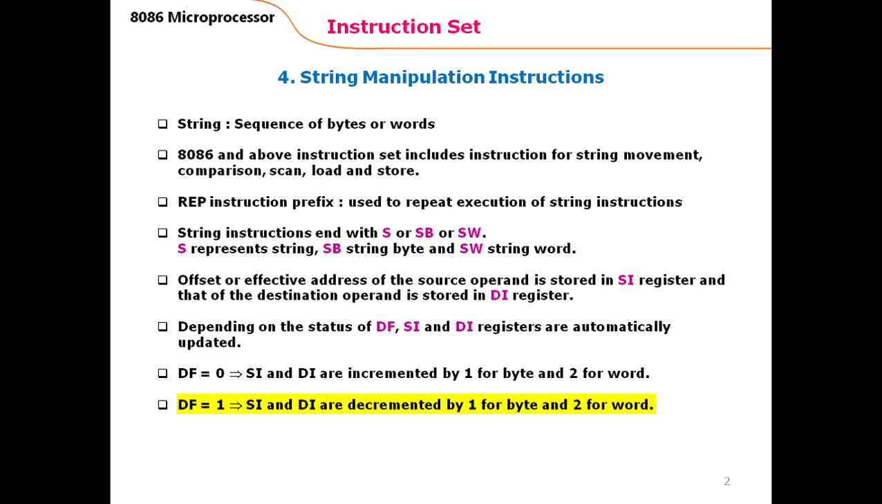Similarly, the auto decrement mode can be set by setting DF equal to 1, and that would mean that each time the string instruction is repeated, SI and DI are decremented by the number of bytes that have been operated on. For example, if a single byte is moved, then SI and DI are decremented by 1, and if 2 bytes are moved, then SI and DI are decremented by 2.